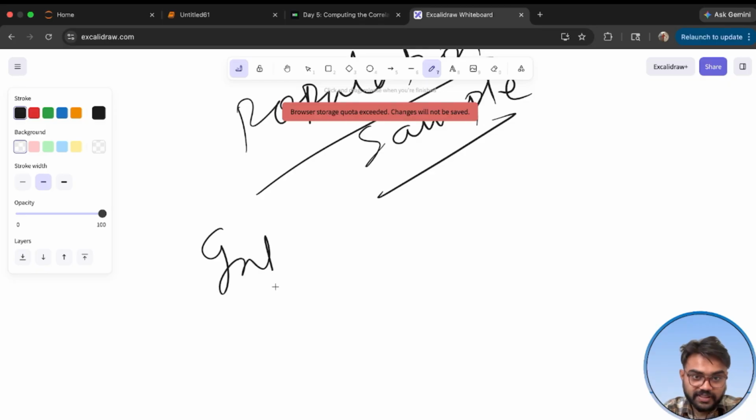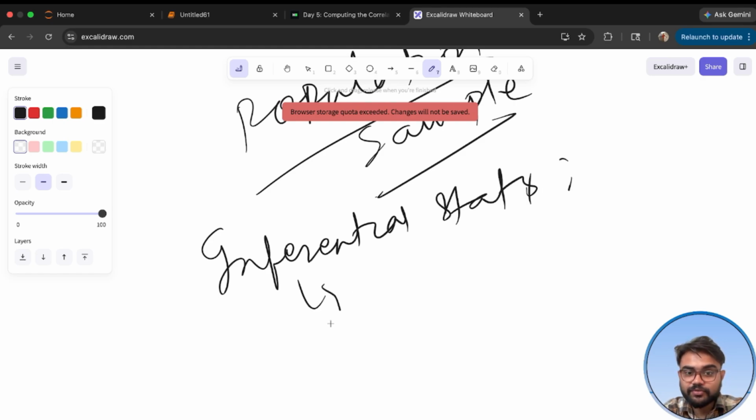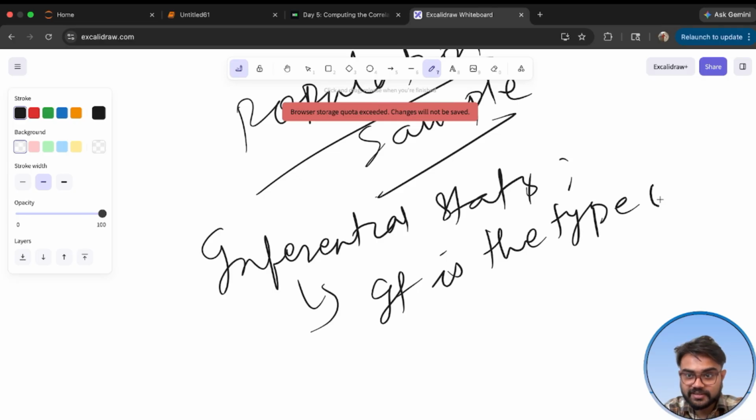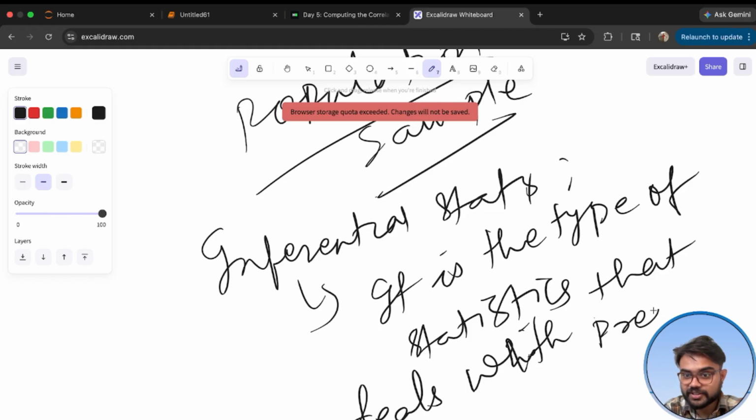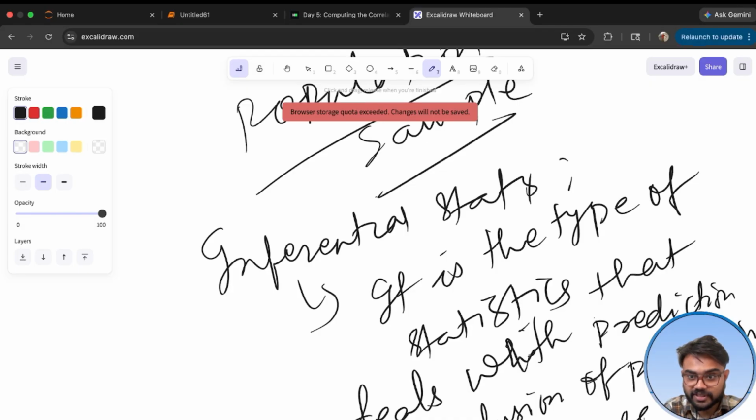Inferential statistics. Here we are going to explain it is the type of statistics that deals with prediction, conclusion, okay, of population data using sample data.